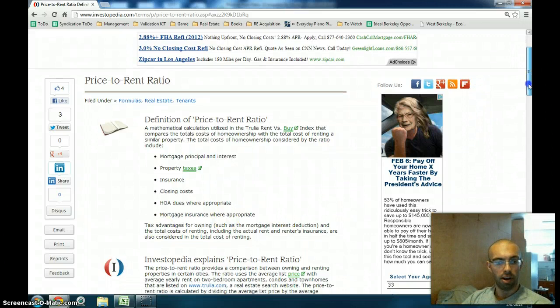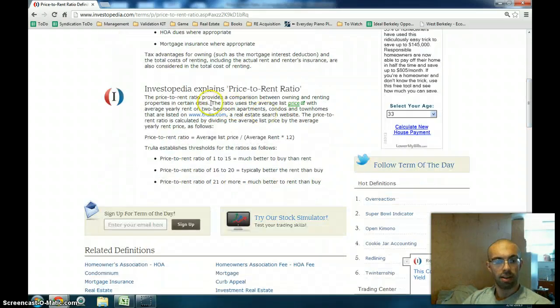And then below here, Investopedia says that essentially the calculation for the price to rent ratio is the average list price of the properties in your area divided by the average rent times 12. If you want to get more specific, you could do the price to rent ratio for a particular property, which we'll get into right now.